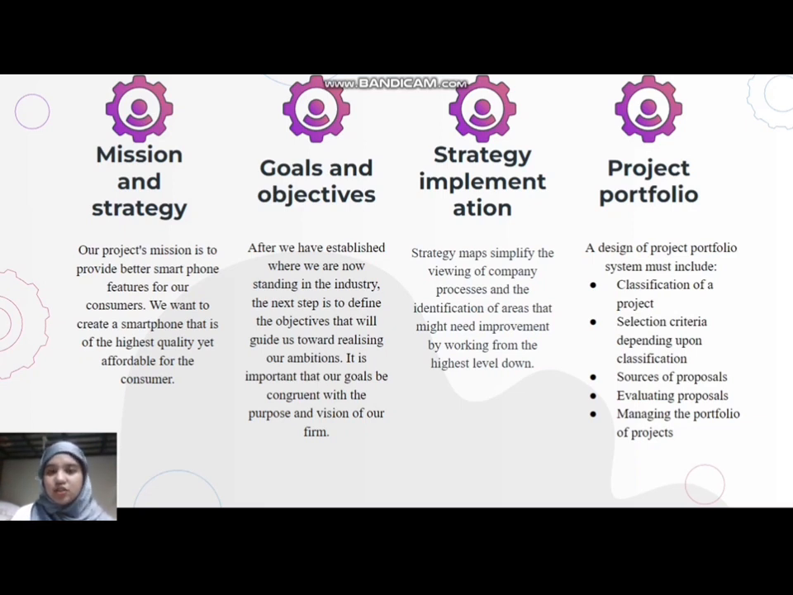And the third one is strategy implementation. Strategy means simplifying the viewing of company processes and identification of areas that might need improvement by working from the highest level down. And lastly is project portfolio. The design of a portfolio project system must include classification of a project, selection criteria depending upon classification, sources of proposal, evaluating of proposals, and lastly managing the portfolio of projects. That's all for me. Thank you.